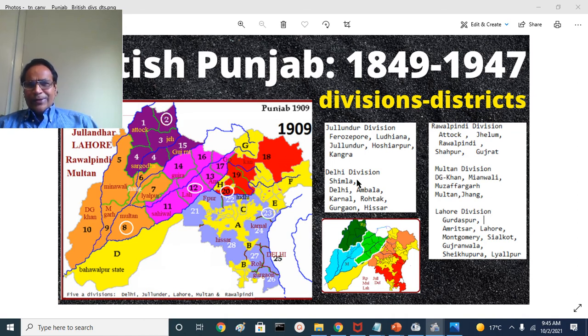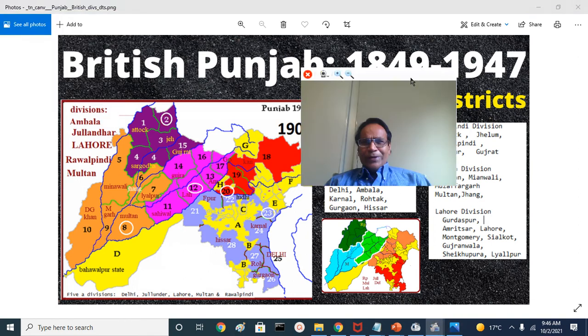Simla is also a small political unit in the Delhi division. Of course, you have Delhi and surrounding Delhi, Gurgaon, Faridabad, Rohtak, Jhajjar, and Karnal, that is Panipat, Sonipat, those regions, and Ambala, Jagadhri, and Ropar district was also part of Ambala at that time. So Ambala, Karnal, Rohtak, Delhi, Gurgaon, and the bigger Hisar district make up the Delhi division, or Ambala division, or Southern Haryana division. That is in essence about British Punjab.